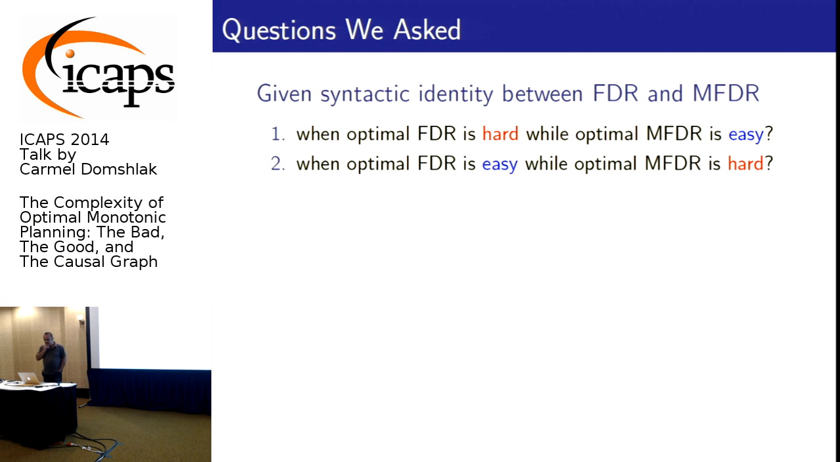So the basic questions we asked were two. Given syntactic identity between FDR and MFDR, the first question is, what are the cases where optimal FDR is hard while optimal MFDR is easy? And you would expect to have such fragments, right? But also the other way around. It might be the case that for some fragments, syntactically defined fragments, structurally defined fragments, optimal FDR is easy while optimal MFDR is hard. Now, who knows?